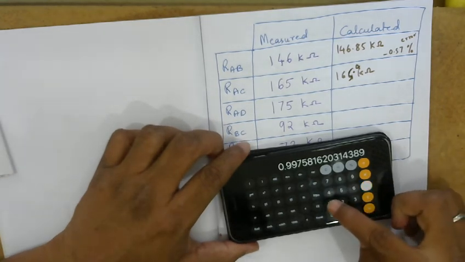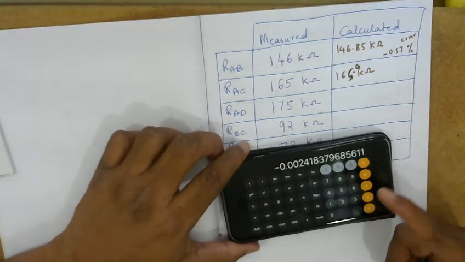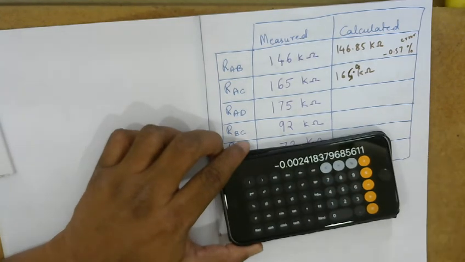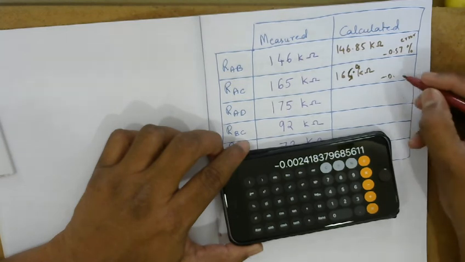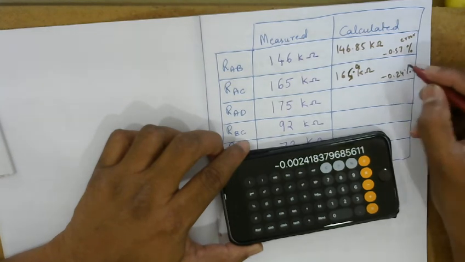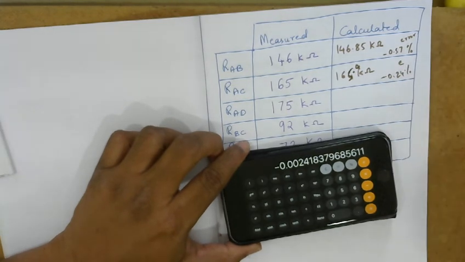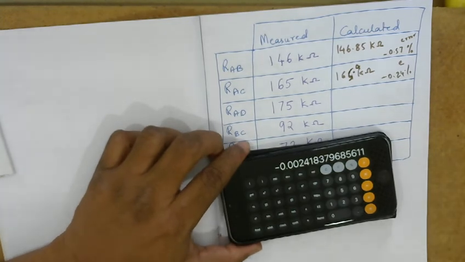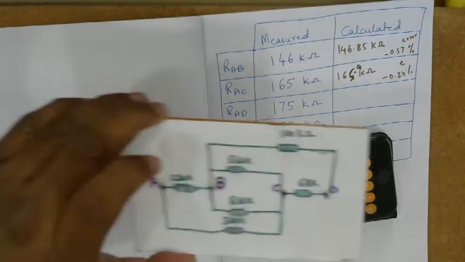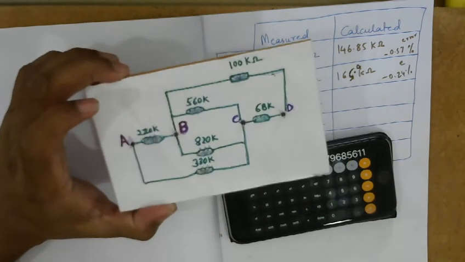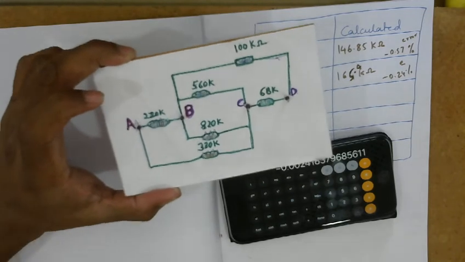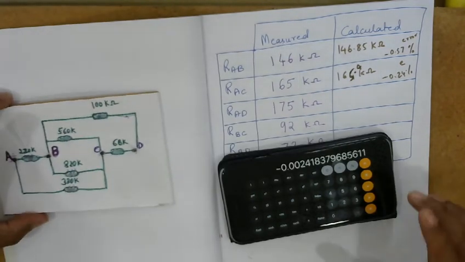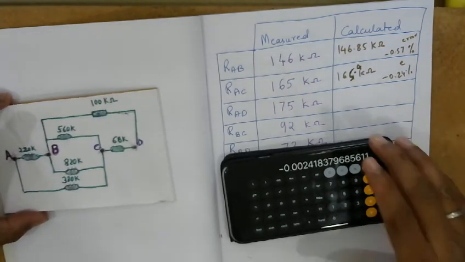If I subtract from 1 and express it as a percentage, I have to multiply with 100, so minus 0.24%. So again, the error is less than 1%. As long as the error is less than 1%, it is fine. We design these circuits in such a way that they can handle errors of even 5%. But here in our case, the error is less than 0.5% in fact.